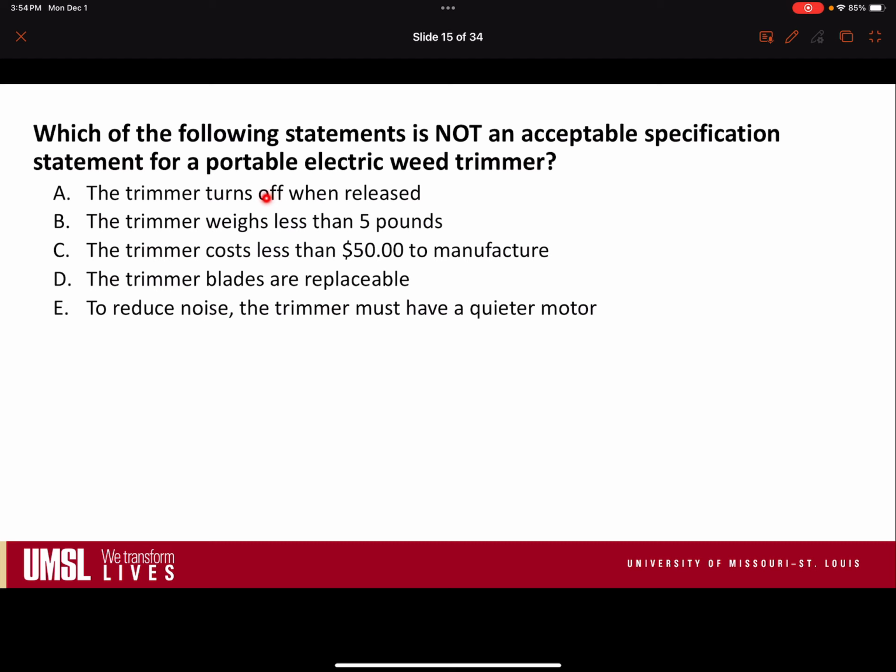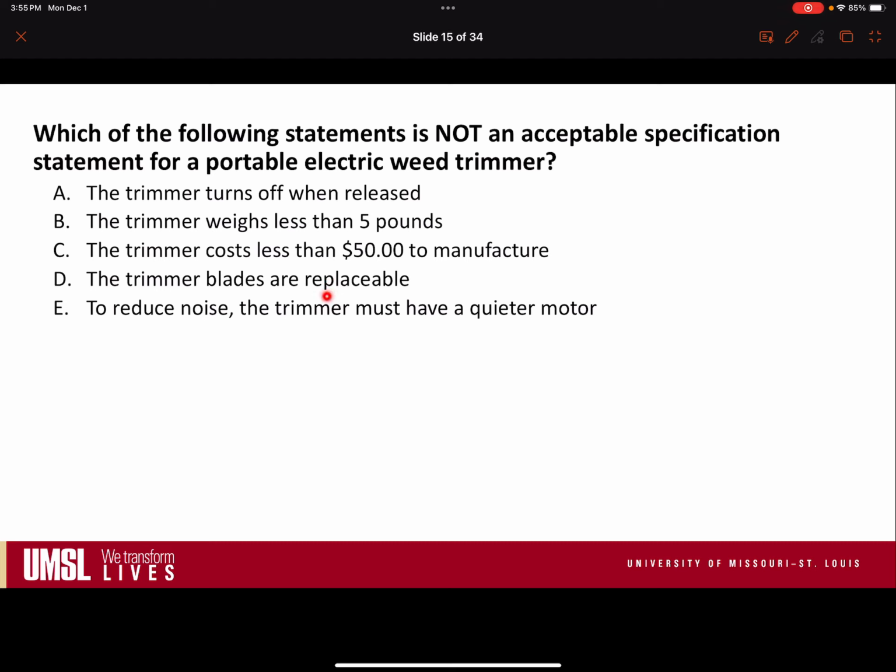The first one is a spec that says it turns off when released, so it's a pass or fail. But even for this one, we would like to put a value for it. So the trimmer turns off. How do we put a value for it? We could say that it turns off after 5 seconds when released, or after 10 seconds. So when we design it, we could go back to our specs and evaluate it.